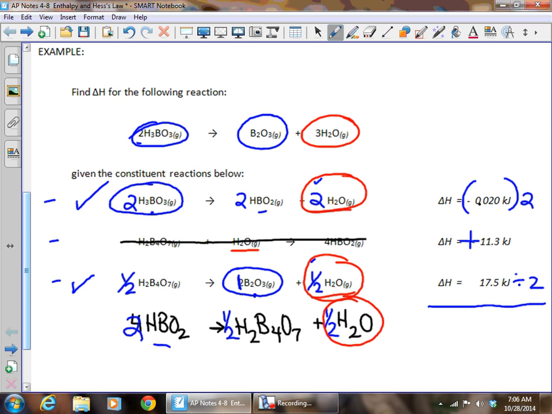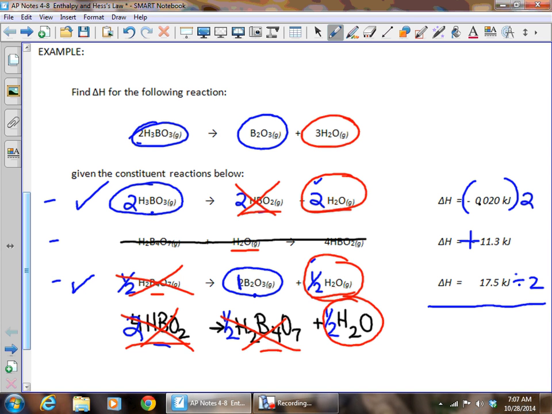We've got 2 HBO2s here and 2 HBO2s down here. It looks like these are going to cancel because they're on opposite sides of the reaction. We've also got a half of an H2B4O7 here and another half on the other side of the equation. Those are going to cancel. So as you can see, everything in here has either been circled or canceled, which is exactly how we want to end up when we have one of these Hess's law problems.